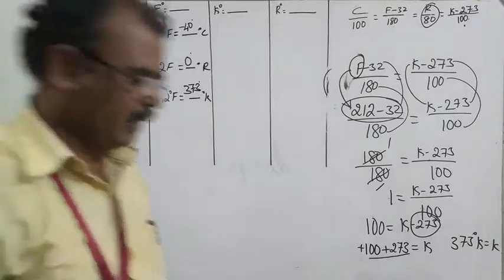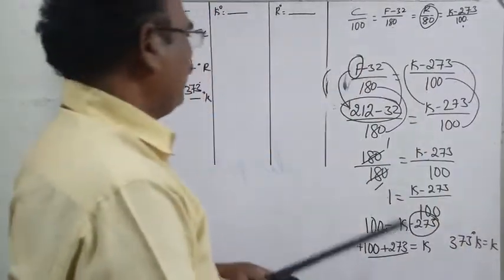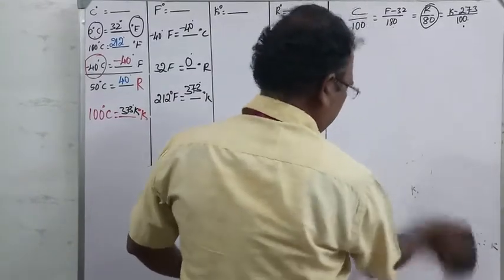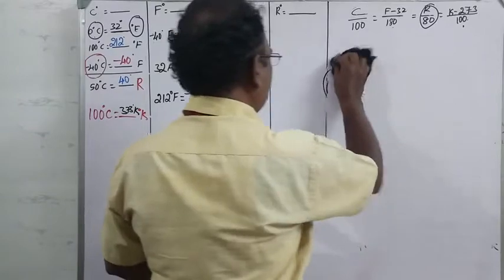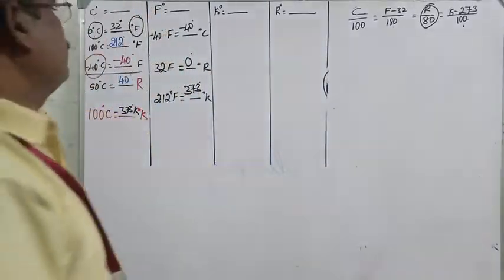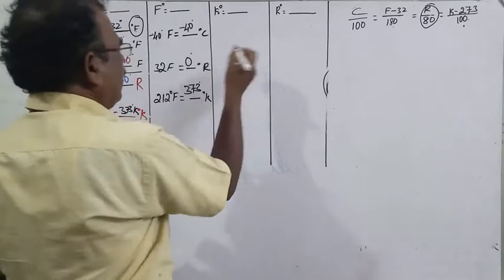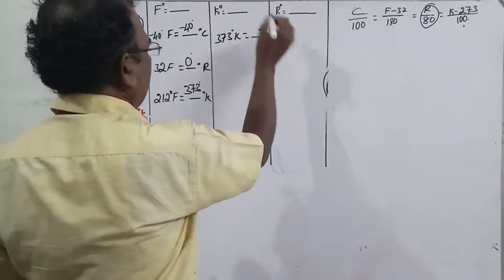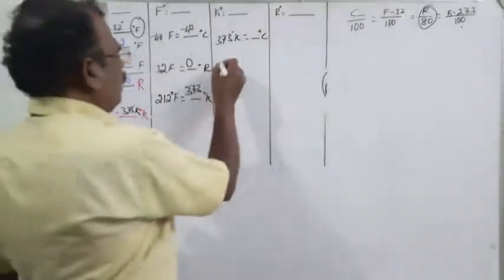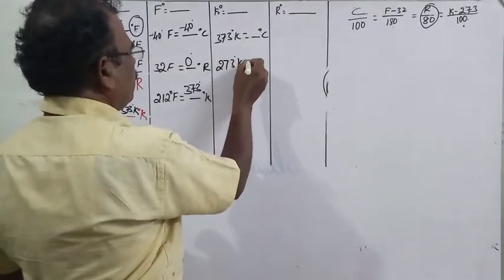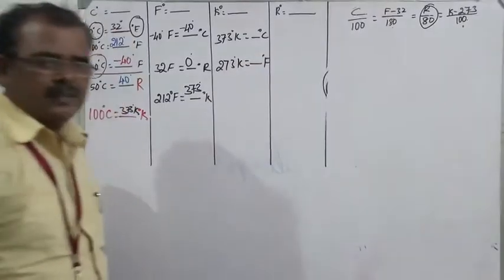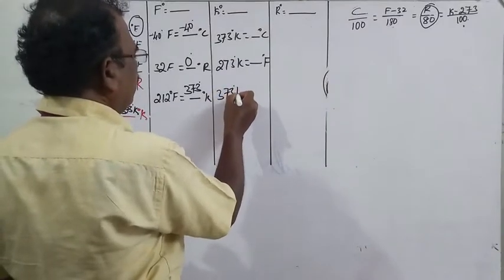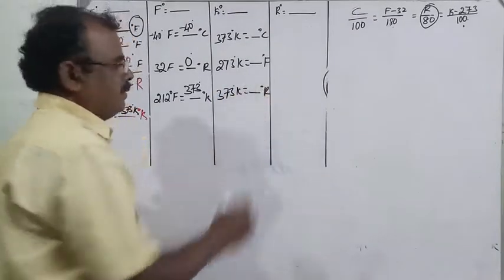Next, a very easy problem. I will show you the problems one by one. So next, K. 373 degree Kelvin is equal to dash degree centigrade. Next, 273 degree Kelvin is equal to dash degree Fahrenheit. Okay. So next, 373 degree Kelvin is equal to dash degree Reaumur.